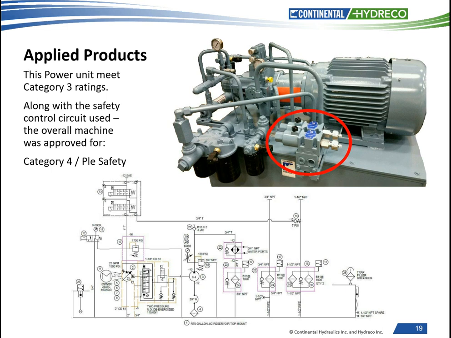A little bit about applied products. This power unit met Category 3 ratings. As you can see right in the middle, yes, it did have a dual monitored valve package. That was the outlet going to the machine. All your filters have switches. There are pressure transducers. A lot of data acquisition type equipment was on this power unit. Along with the safety controller used and the safety circuit architecture used, the overall machine was approved for a Category 4 Performance Level E safety level, which is as good as it can get.